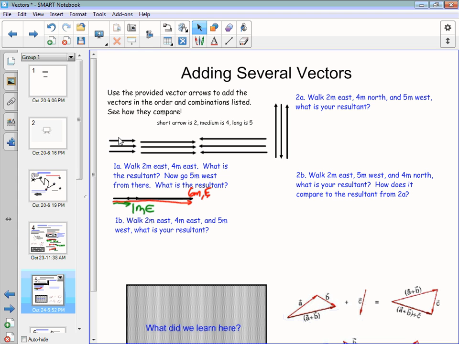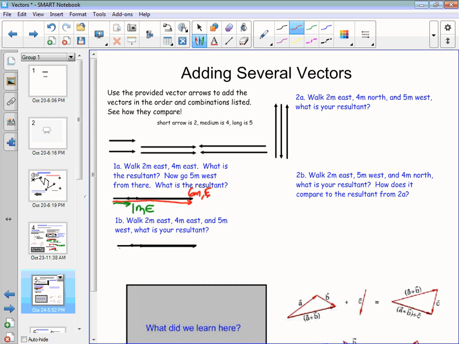1B, 2 meters east, 4 meters east, and 5 meters west. Okay, why does everyone say, oh, it's the same thing? Not exactly. I mean, the answer is the same thing, absolutely. But the commands were not exactly the same, right? What did I do for 1A? When I added the first two together, what did I have to do? I combined those first, and then I added on.